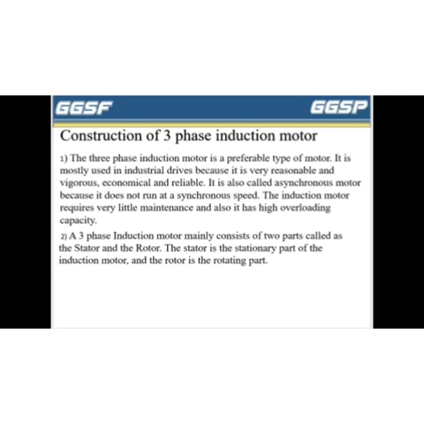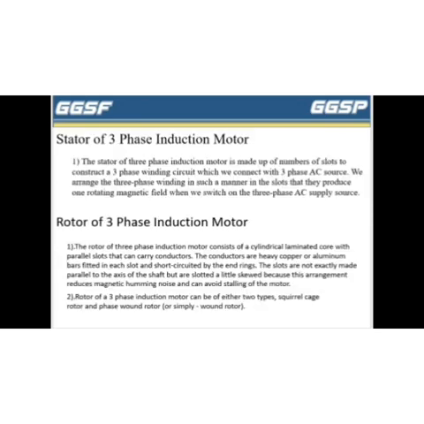A three-phase induction motor mainly consists of two parts, the stator and the rotor. The stator is the stationary part of the induction motor and the rotor is the rotating part. Stator of three-phase induction motor: the stator is made up of a number of slots to construct a three-phase winding circuit, which we connect with a three-phase AC source. We arrange the three-phase winding in the slots in such a manner that they produce one rotating magnetic field when we switch on the three-phase AC supply.